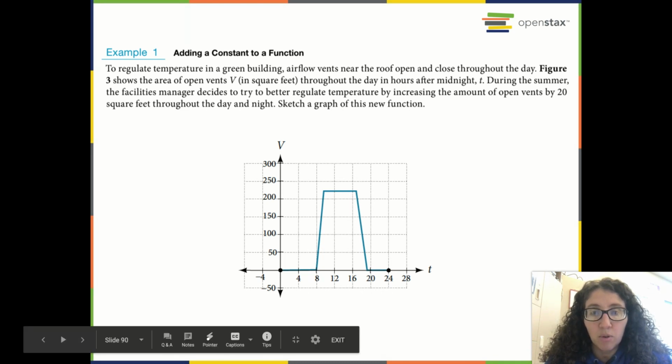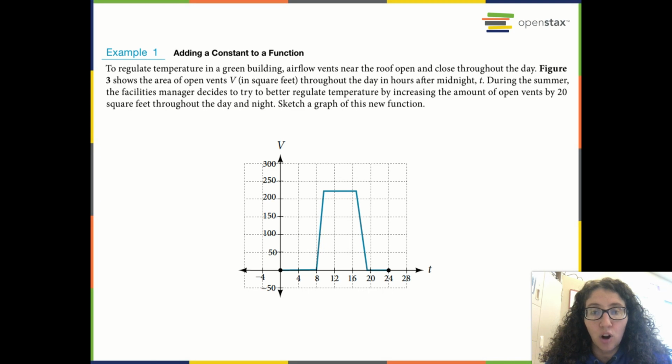During the summer, the facilities manager decides to better regulate temperature by increasing the amount of open vents by 20 square feet throughout the day and night. Sketch a graph. So for every hour of the day, they're going to increase the number of vents open by 20 square feet. Really, they're just adding 20 to everything. They're shifting the whole graph up.